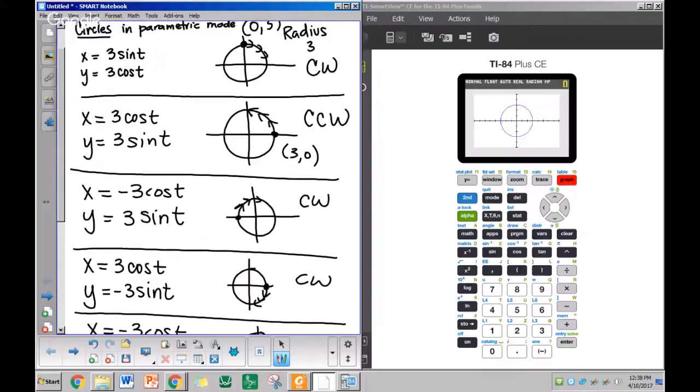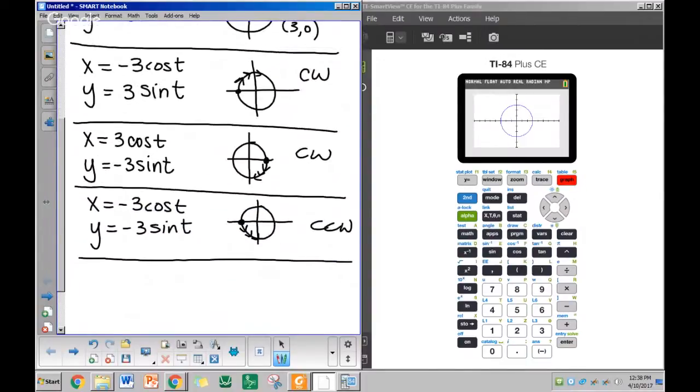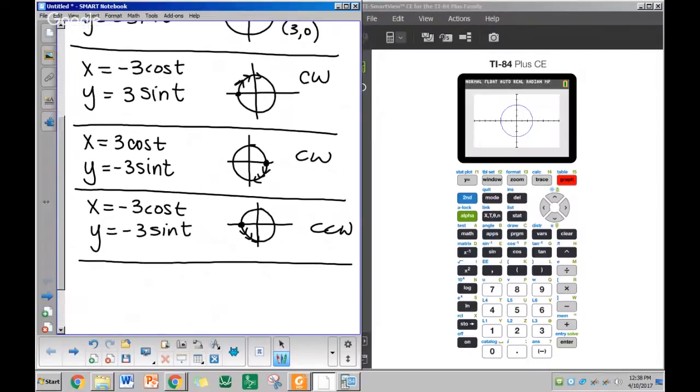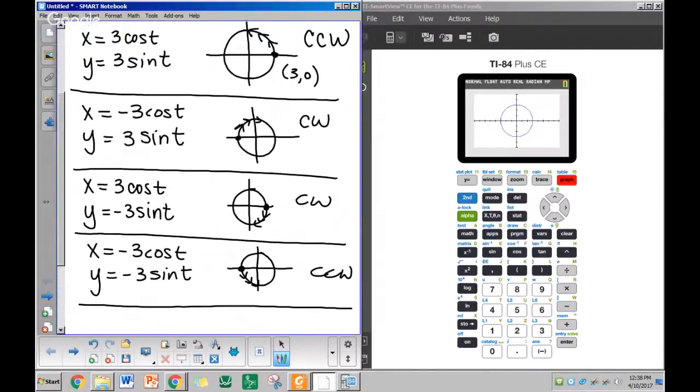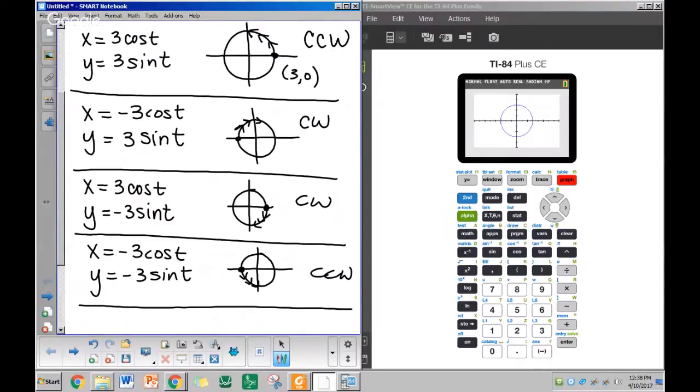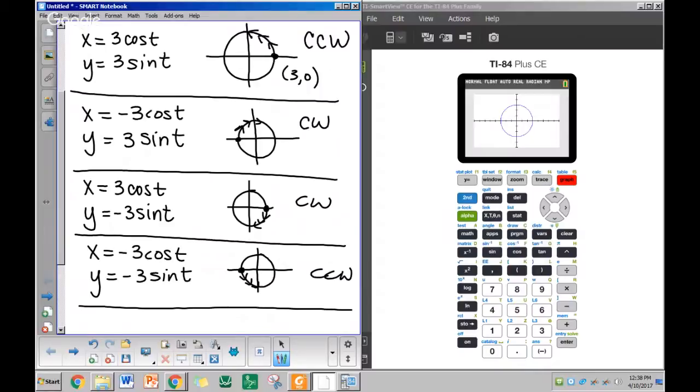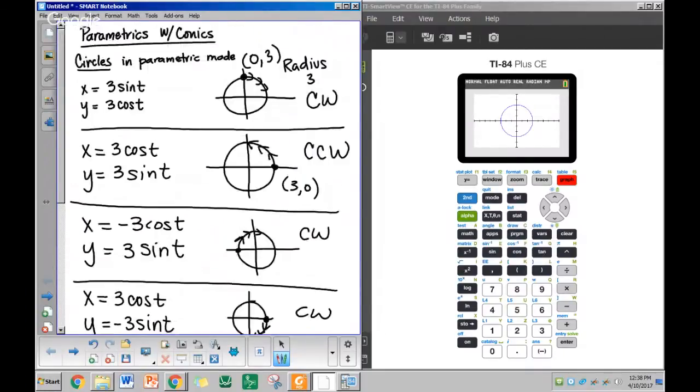Now, where did they all start, the cosines? On the x-axis. Interesting, right? So when did we start on the left side? When it was negative cosine. When did we start on the right side? Positive cosine. Interesting. All right, so let's do all sorts of changing the signs here. This one here, the sign is with the x component.